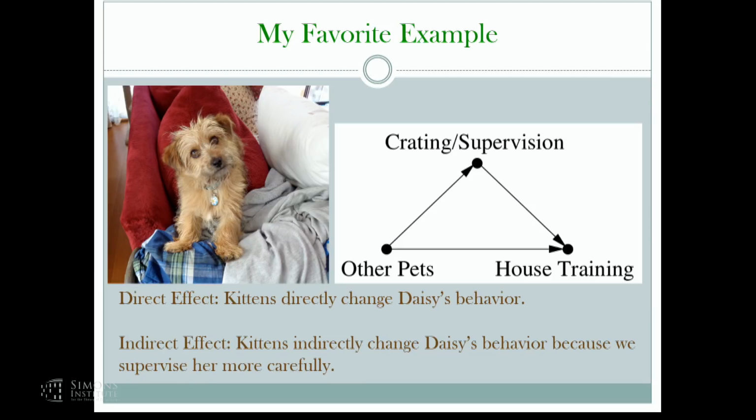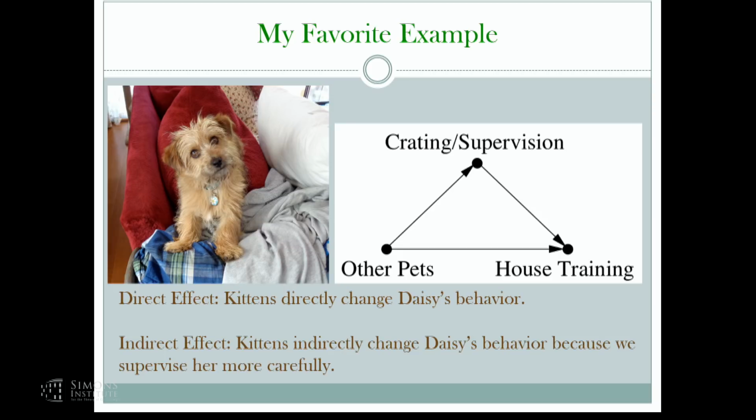At this point, Dana and his wife tried an experiment. They treated Daisy as they would have with kittens around, keeping her in a crate and supervising her carefully outside the crate. If the accidents stopped, they could reasonably conclude that the mediator was responsible. If they didn't stop, then the direct effect, the pack psychology, would become more plausible.